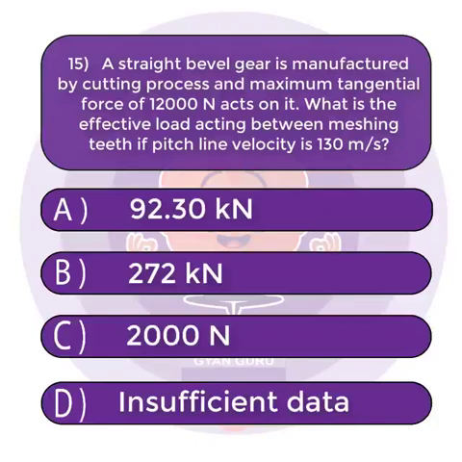A straight bevel gear is manufactured by cutting process and maximum tangential force of 12,000 N acts on it. What is the effective load acting between meshing teeth if pitch line velocity is 130 m/s? A. 92.30 kN. B. 272 kN. C. 2000 N. D. Insufficient data.